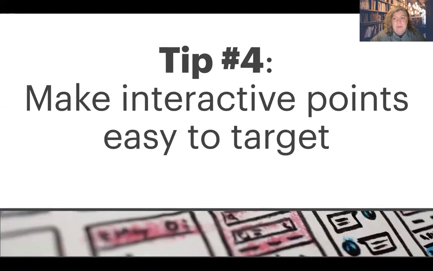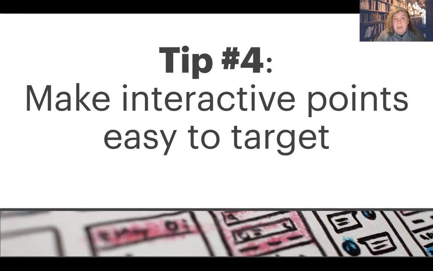So tip number 4, make interactive points easy to target. Basically here, we're talking about motor control changes that come with age paired with vision changes. These two things conspire to make it challenging to hit small targets accurately and quickly. So if there's a tiny little X or a teeny button or a tiny arrow that I'm trying to hit, or if I'm moving between two different parts of the screen, it can be challenging for me to do that quickly and accurately. So make these elements more forgiving.